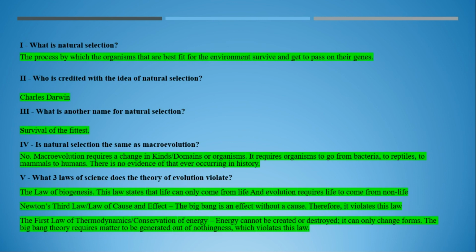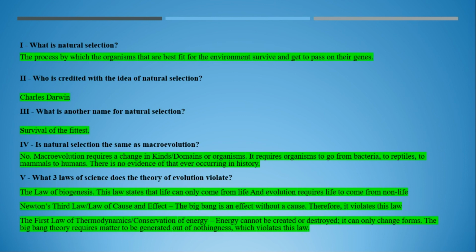Also remember that natural selection is different from macroevolution, because natural selection kind of happens all the time. Some organisms are better fit for the environment, and so they get to pass on their genes and they determine the genetic structure of a little ecosystem. But macroevolution requires change in domains or kinds of organisms. So I have to go from non-life to bacteria to reptile to bird to mammal, and so on. And there's really just no scientific or historical evidence of anything like that ever happening.